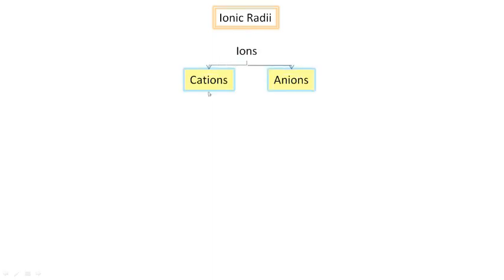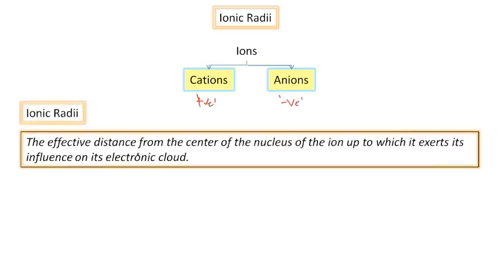Ions are basically of two types: one is cations and the other is anions. Cations are those species formed by the donation of electrons, so these are positively charged species, and anions are formed by the acceptance of electrons, and these are negatively charged species. The ionic radii is defined as the effective distance between the center of the nucleus of the ion up to which it exerts its influence on its electronic cloud.